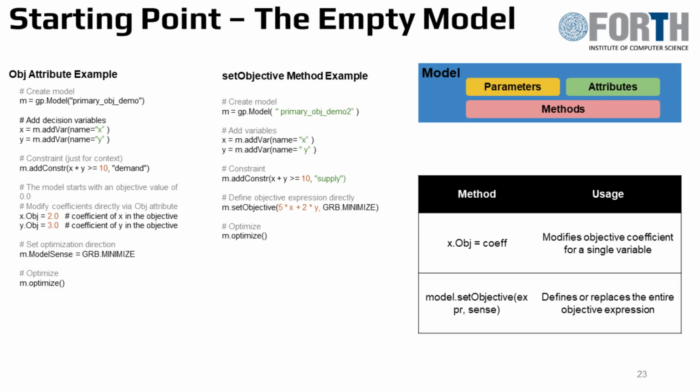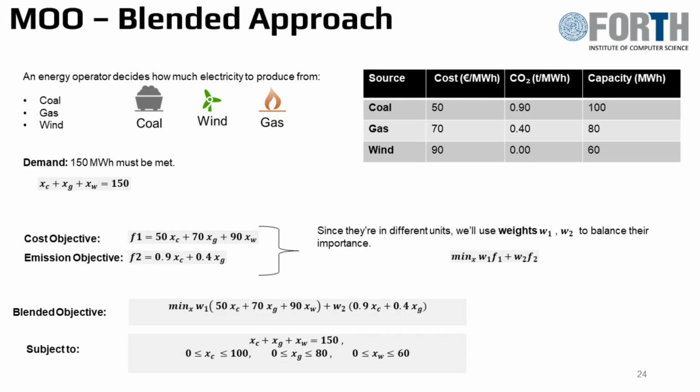The difference is only in how we express it in code. This is useful to understand because multi-objective modeling builds on exactly these same mechanisms. Now, we extend this idea to multiple objectives following the blended approach. In this example, an energy operator must decide how much electricity to generate from coal, gas, and wind. The total demand is 150 megawatt hours, and each source has a maximum capacity.